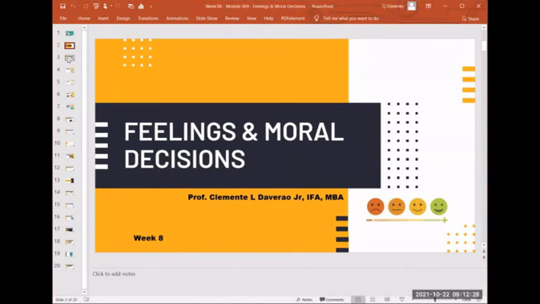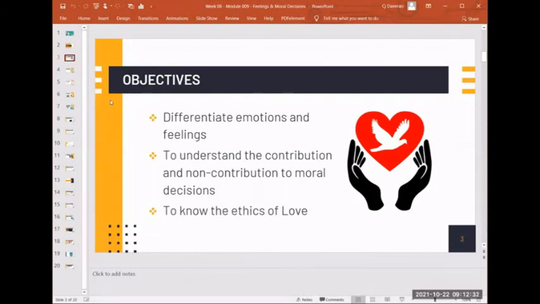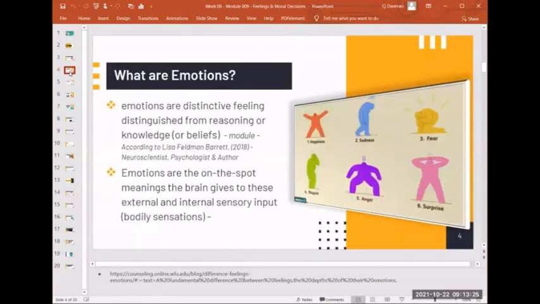Well, in this lesson this morning, or in this module rather, we will be able to differentiate emotions and feelings. As far as we know, feelings make us emotional, but there is a distinct difference between these two terms, emotions and feelings. Throughout this course, we will also understand the contributions and non-contributions of emotions and feelings towards our moral decisions. In this lesson as well, we will get to know the ethics of love, what the real meaning of love is, and when and where to fully consider emotions and feelings, affections, or the feeling of love.